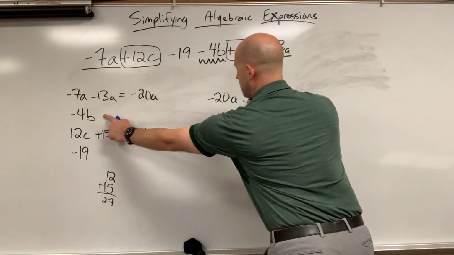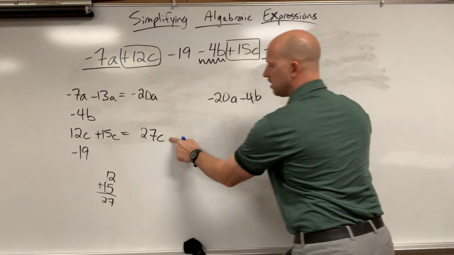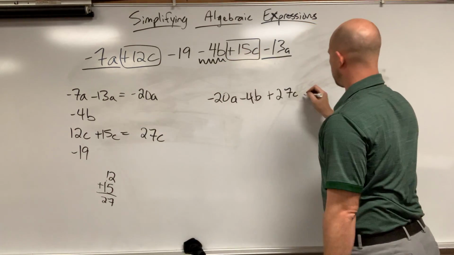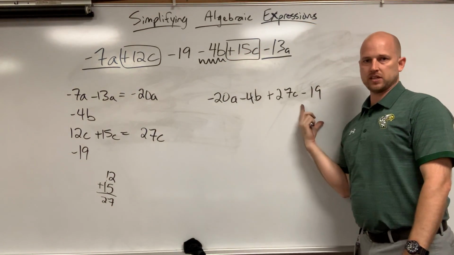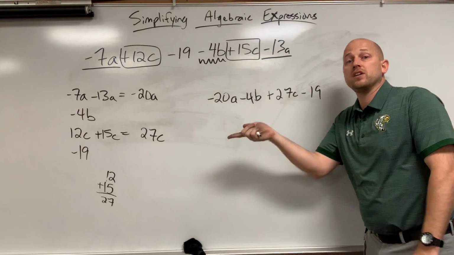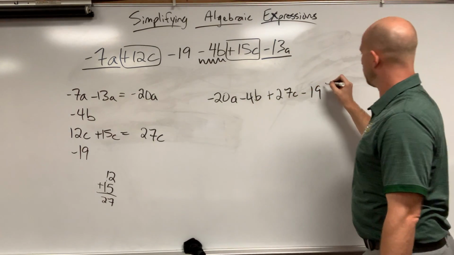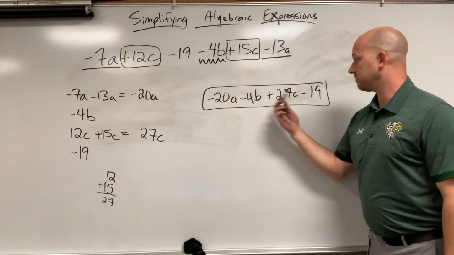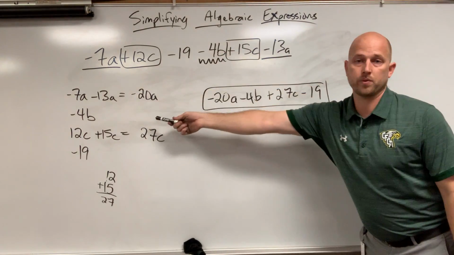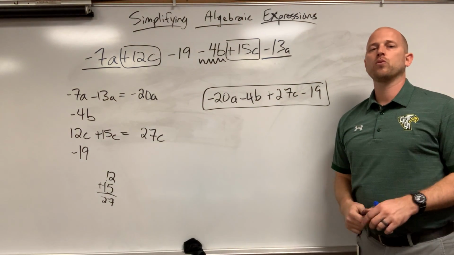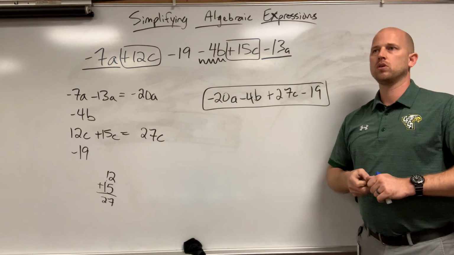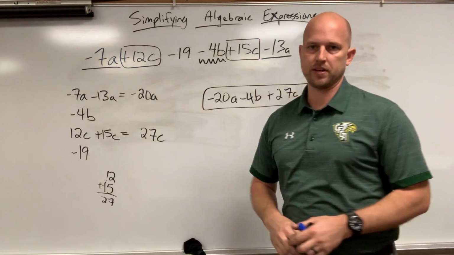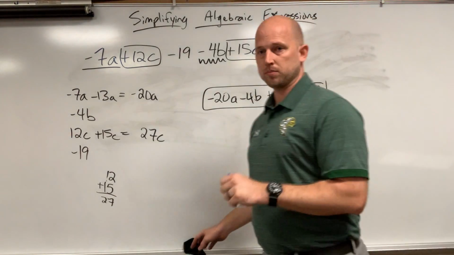Negative 20A minus 4B plus 27C minus 19, because of the negative, right? The negatives become the minus signs. This is why I said the sign in front goes with it. This is where it really comes in handy. And there's our final answer. And it's even in alphabetical order because we did it in alphabetical order when we wrote it over here. So there's two different ways for you to show your work in different manners and still come up with the same, correct answer. So it's up to you guys.